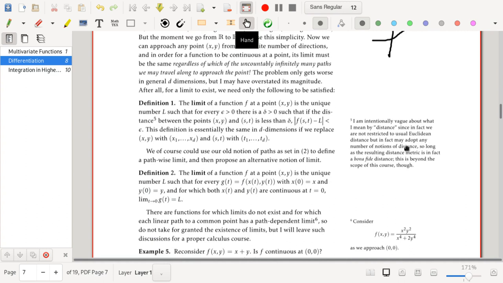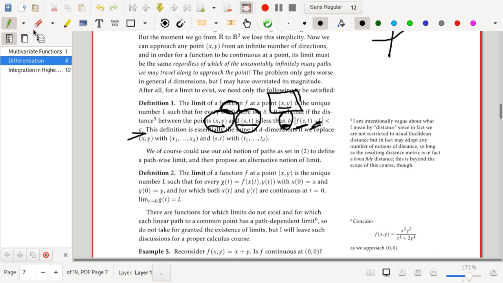One way we could do this is to say the limit of a function f at a point is the unique number L such that for every epsilon greater than 0, there's a delta greater than 0 such that if the distance between the point x, y, which is fixed, and some other point s, t is less than delta, then the function at that point s, t is within distance epsilon of the value L.